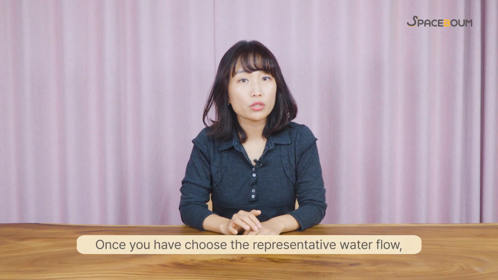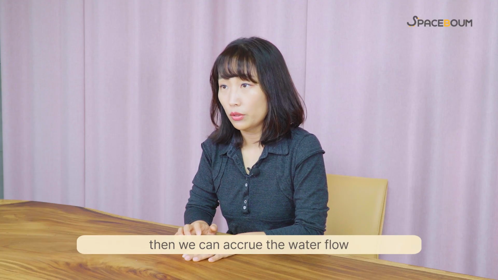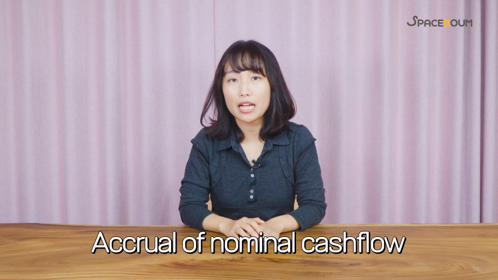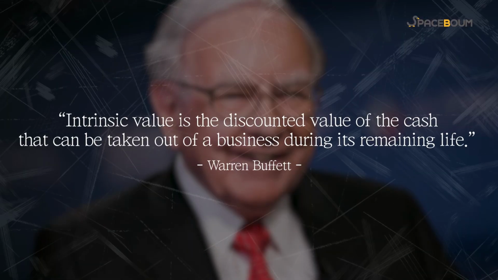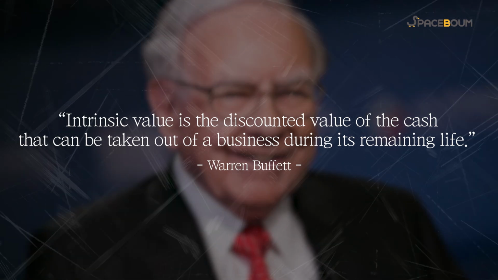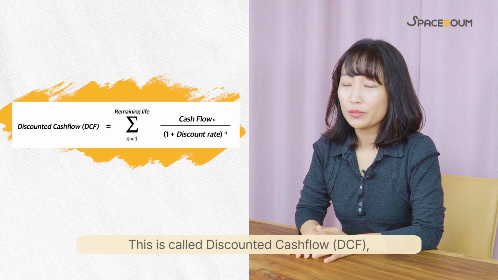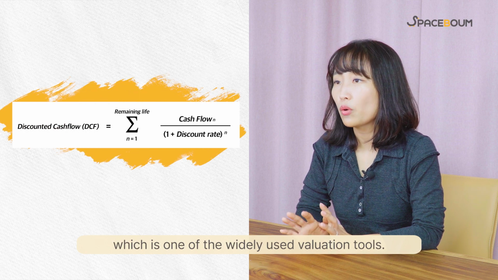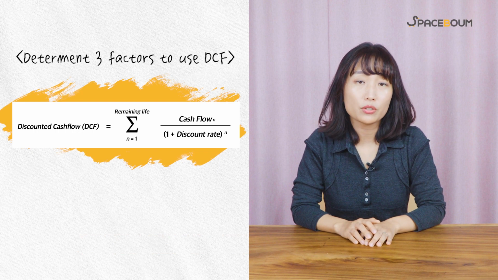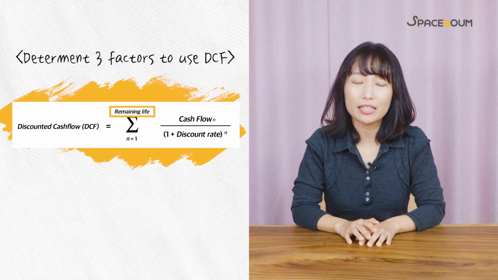Once you have chosen the representative water flow, then we can accrue the water flow to estimate the value. I call this accrual of nominal cash flow. Warren Buffett said intrinsic value is the discounted value of the cash that can be taken out of a business during its remaining life. This is called discounted cash flow, DCF, which is one of the most widely used valuation tools. We need to determine three factors to use DCF: future cash flow, discount rate, and remaining life.